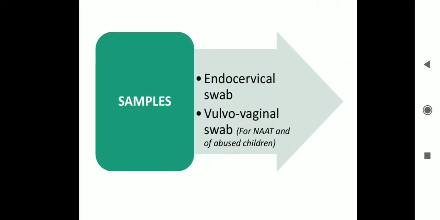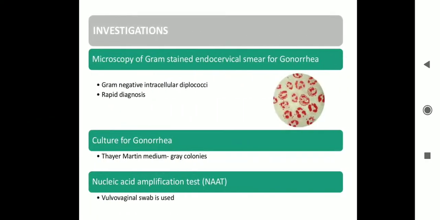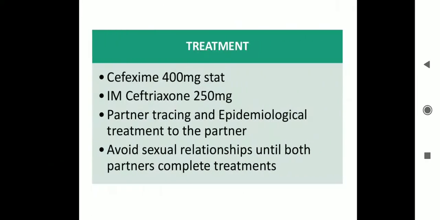So we have to take the endocervical swab and vulvovaginal swab also for NAT. Then microscopy reveals gram-negative intracellular diplococci. Microscopy is a rapid diagnosis. Then you send for the culture, which is Thayer-Martin medium. And NAT is nucleic acid amplification test.